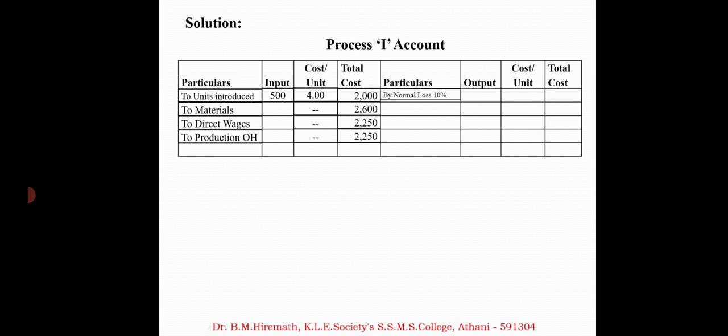Then let us go for the normal loss. Normal loss of process 1 is 10% on the input. So input is 500 units of material in process 1, then 10% of 500 units is equal to 50 units. Then this 50 units of scrap is sold at rupees 2 per unit, and 50 units into rupees 2 per unit is equal to rupees 100. Then get the total.